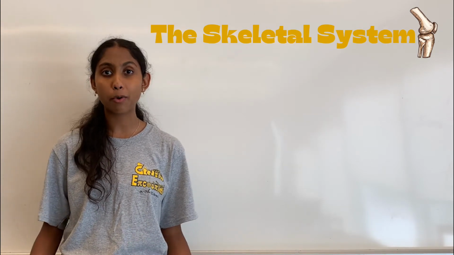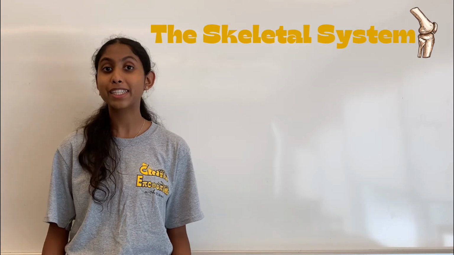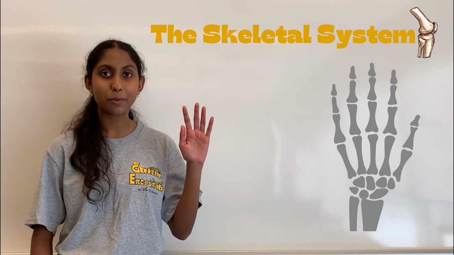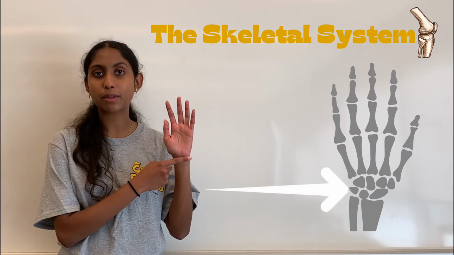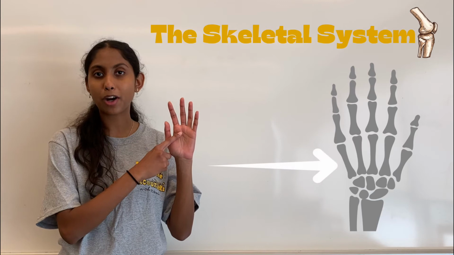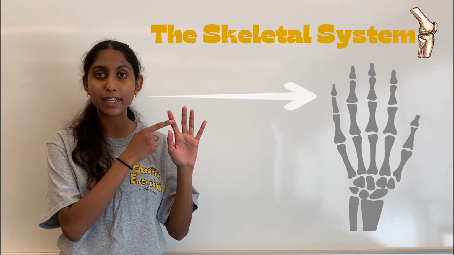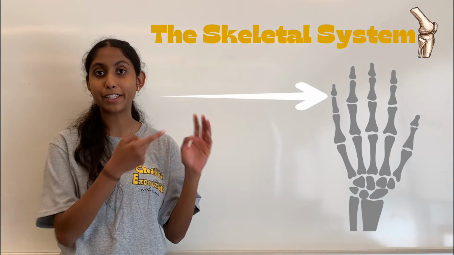There are many important bones throughout our body, but today we're going to focus on the bones in our hand. In our hand, we can find carpal bones, which are the bones in our wrist, metacarpal bones, which are the bones in the middle of our hand, and phalanges, which are the bones in our fingers.